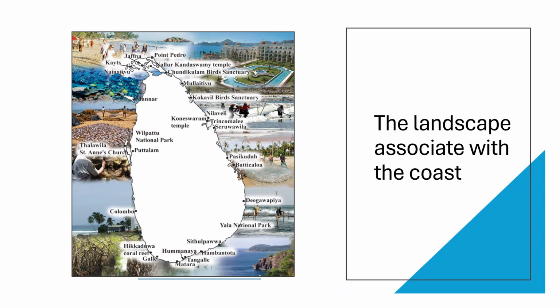Now we have the landscape associated with the coast. As you can see here, we can see some nice beaches all around the country. My personal favorite is the Hikkaduwa one. If it's here, where is it? Oh, there it is, Hikkaduwa Coral Reef. And we have Colombo, we have Mannar, we have Digawapi beach, Hambantota, and more beaches like this. We have a ton of beaches around our country. Maybe we've even gone to some.